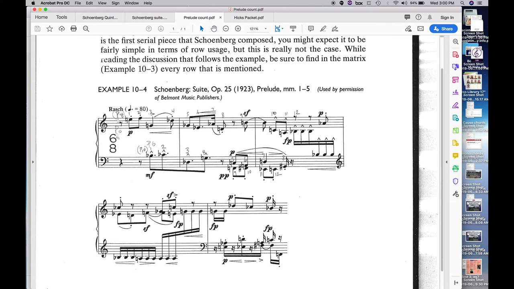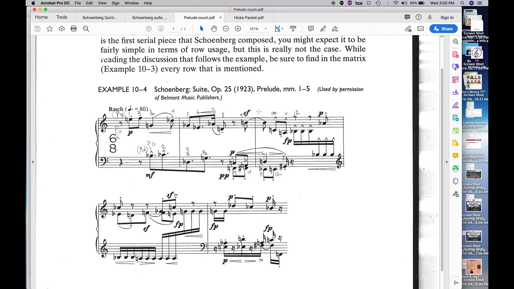Now I've put these counts in parentheses because I just want to point out to you that some theorists, I may have mentioned this earlier, always assign 0 to C. And that means that even though this is the very first row form in the piece, which is where we usually get our P0 from, if we were using C as 0, fixed do, then it wouldn't be P0, it would be P4 because E is 4 semitones above C, etc.